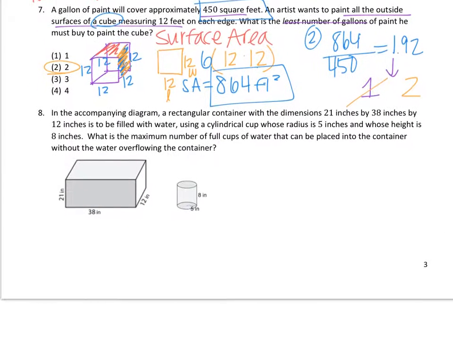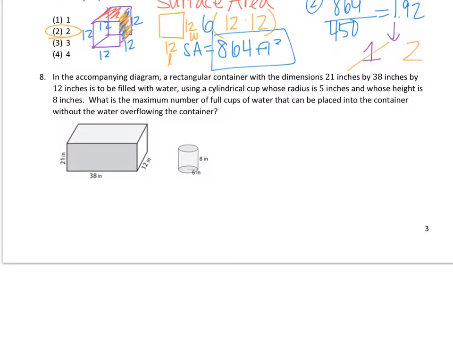Number 8 was actually not a Common Core question, but it's something that I can imagine them asking on the Common Core exam based on the level of rigor here. We have a rectangular container with dimensions of 21 by 38 by 12 inches, and it's to be filled with water using a cylindrical cup with a radius of 5 inches and whose height is 8 inches. What is the maximum number of full cups that can be placed into the container without the water overflowing?